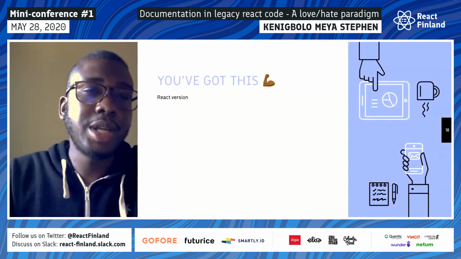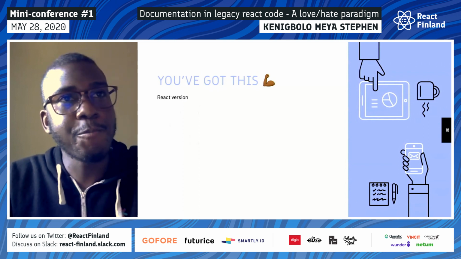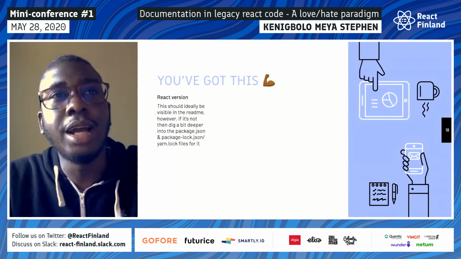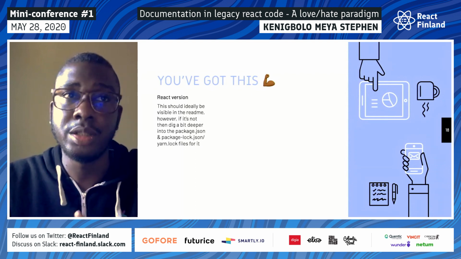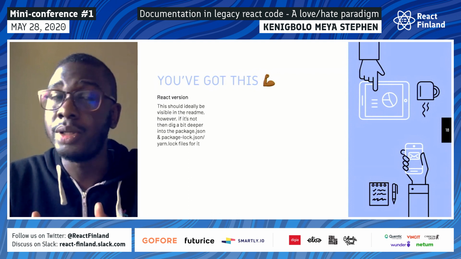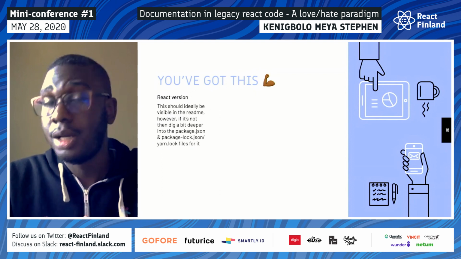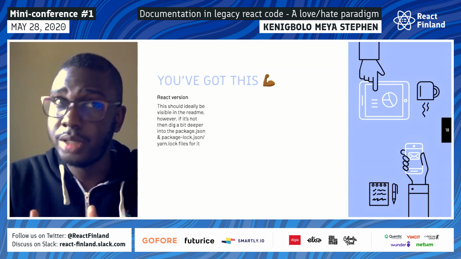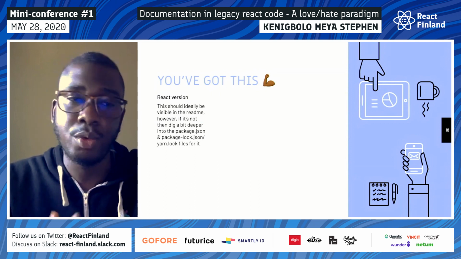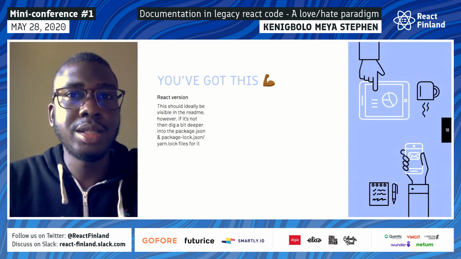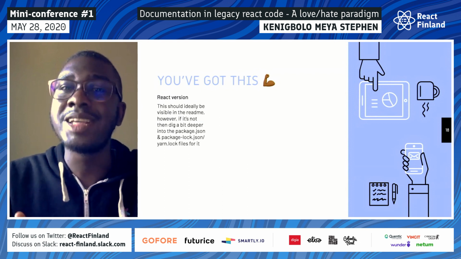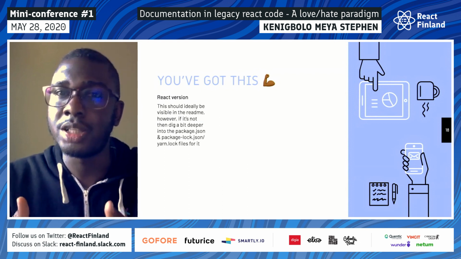First things first, let's look at the React version. This should ideally be visible in the README. You should state the React version that the project is built with in the README. However, if it's not there, then you should dig a bit deeper into your package.json file, as well as your package-lock.json and/or yarn.lock, as the case may be, depending on if you use npm or yarn. Now, this is important because you get to know the exact version of React this project is built on.